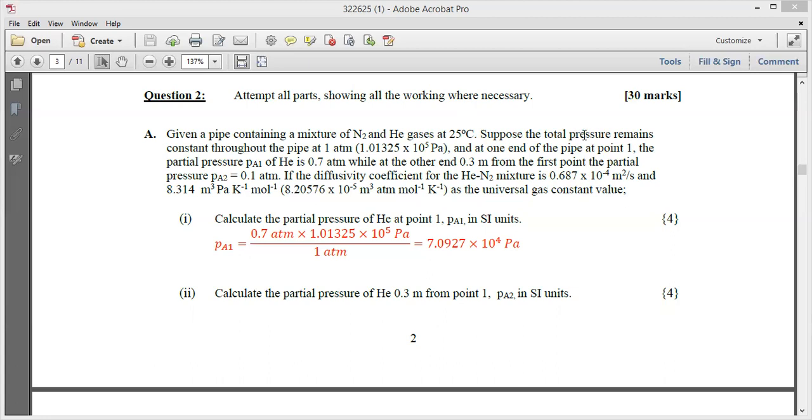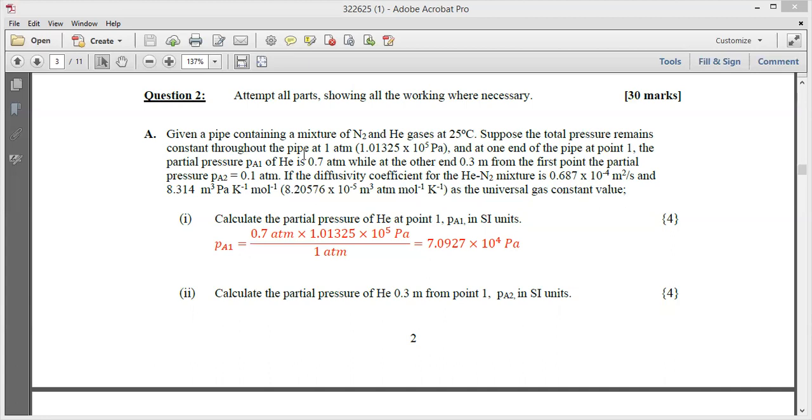I continue. Suppose the total pressure remains constant throughout the pipe at one atmosphere, and at one end of the pipe, at point one, the partial pressure PA of helium is 0.7 atmospheres. The pipe has two ends. So one end of the pipe, we're calling it point one. The other end, which is 0.3 meters from the first point, the partial pressure is 0.1 atmosphere. So the distance between those points is 0.3 meters. One end has the partial pressure for helium as 0.7 atmospheres, and the other end has 0.1 atmospheres.